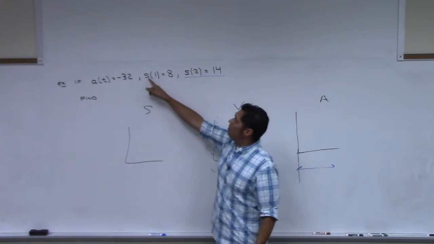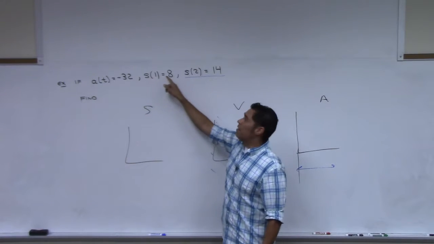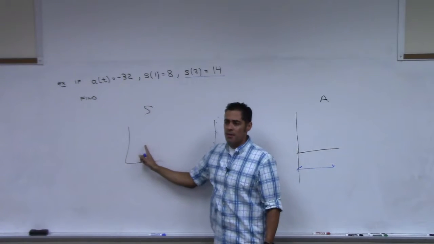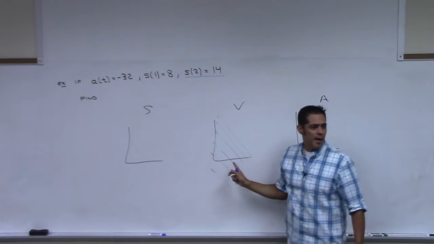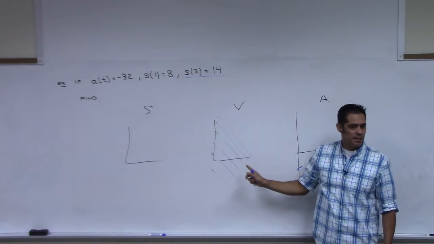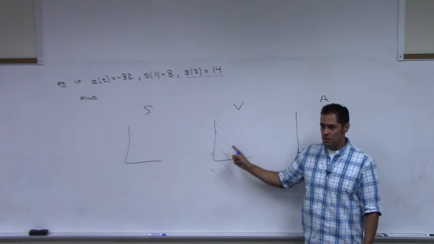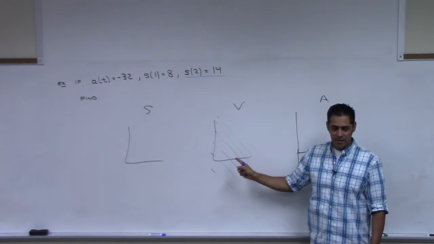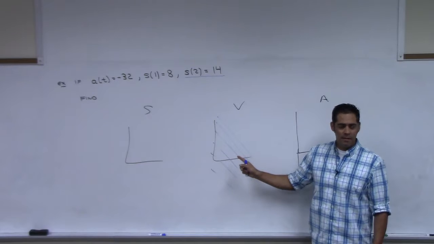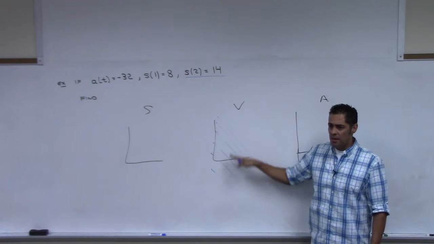This is S, though. This is S of 1, and this is S of 2. That's talking about this over here. It's not talking about V. Do you see that? I'm not giving you any conditions on this function, right? So you can't nail this one down, can you?